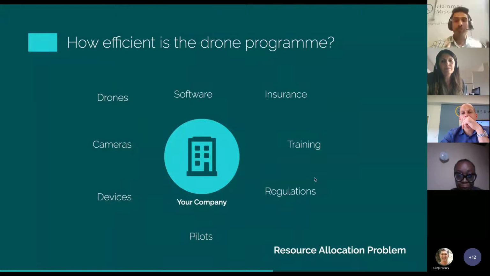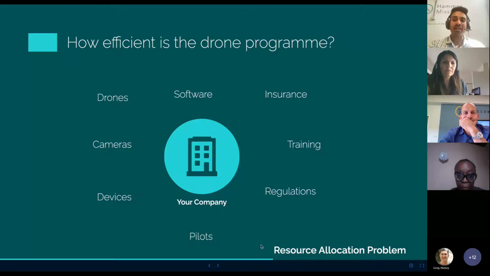So thinking about workflows, there's another topic that goes hand in hand with that. Even if you get all your workflows really efficient, one big question to ask is, how efficient is the drone program itself? If you've got a company and you've got a drone program and you want to do drone inspections, the key question is, how are you managing all the different resources at your disposal? You've got trained pilots in your organization, you've got different drones that you're managing, different software packages, you have insurance that you need to procure, cameras, and essentially the drone program itself becomes a resource allocation problem.